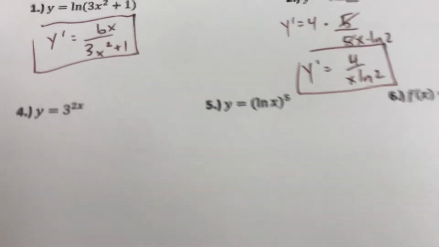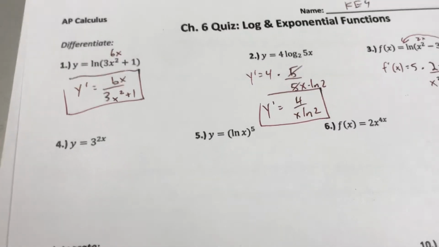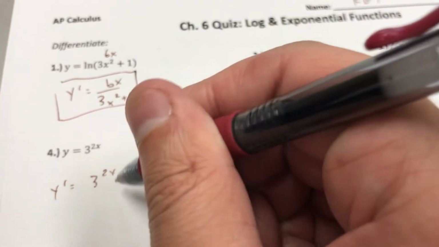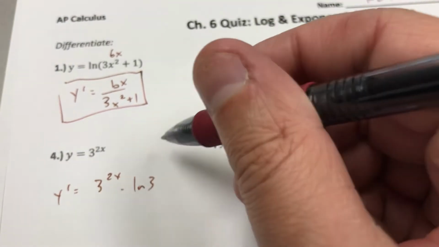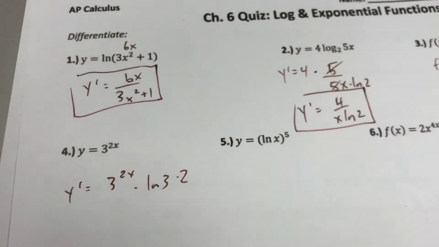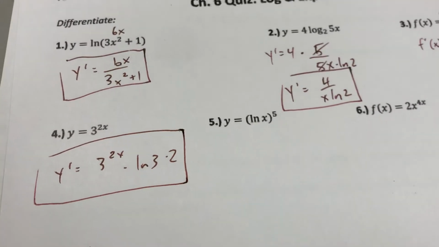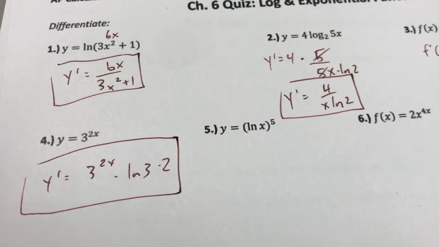Okay. Next one, derivative of 3 to the 2x power. The derivative is going to be itself times the natural log of the base, so times the ln of 3. And then remember, you have to multiply by the derivative of the inside function. And it doesn't look very simplified, but nothing there simplifies unless you just want to write something in a different form.